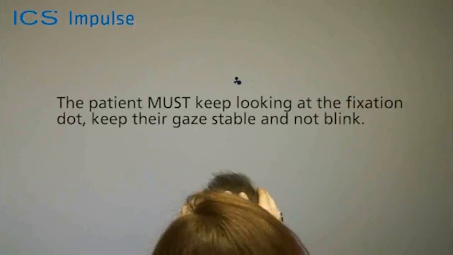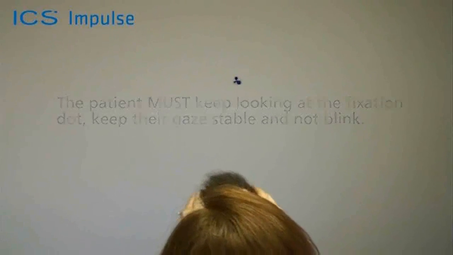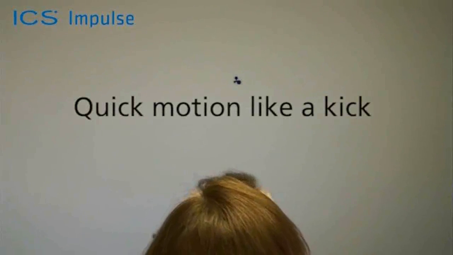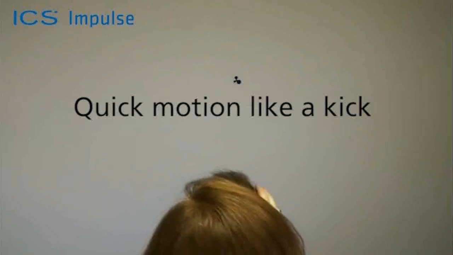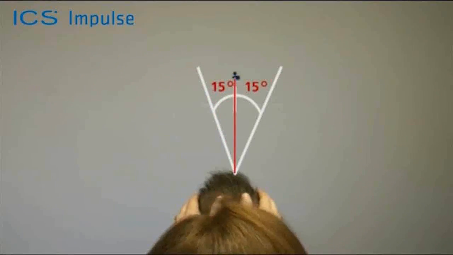Ask the patient to stare at the fixation dot. For lateral head impulse, perform the head impulse by moving the head abruptly in a very quick motion, like a kick. The tester should imagine a target point about 15 to 20 degrees to the right and left of the patient's head, straight ahead of them.